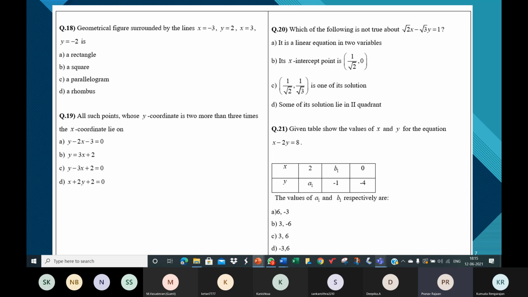Ma'am, how do we find the value of root 3? The value of root 3, I'm telling you now, is 1.732. It's around 1.8.